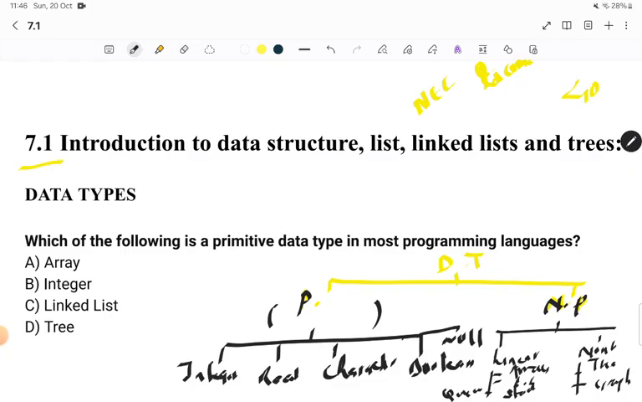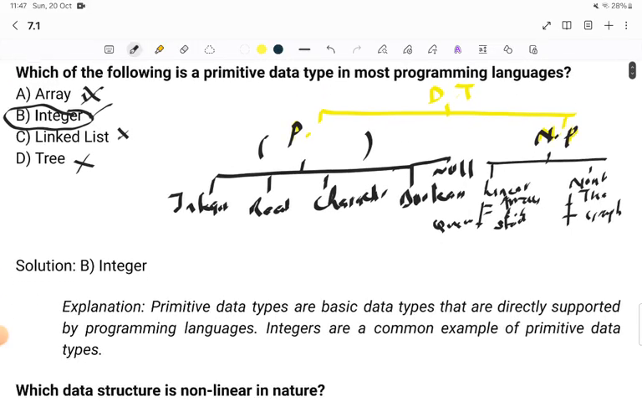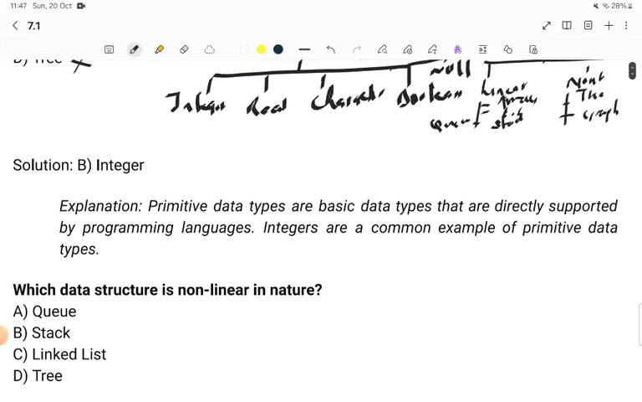I'm just doing the revision of this topic. So let's go to the first question. Which of the following is a primitive data type? Array? Array is a non-primitive data type. Integer, yes. Linked list, no, it is also non-primitive. Tree is also non-primitive, so integer is the correct answer. If you know this table, you can answer all the questions related to this topic, and one question is asked from it. These come under very basic questions.